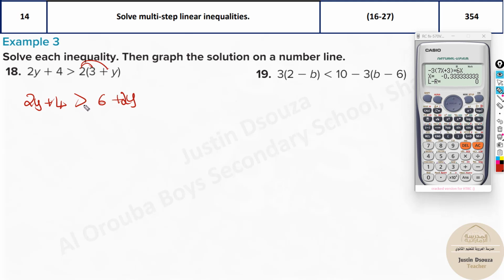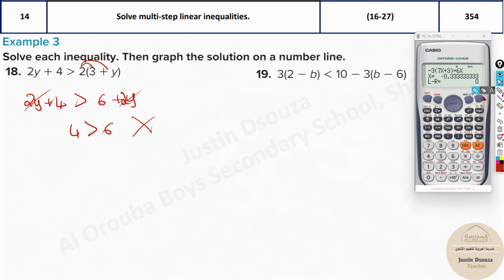What happens here? Look, if you take 2y, both are equal, they cancel off, right? When you take it to the other side, it cancels off. You're getting 4 is greater than 6. Is this true? Is 4 greater than 6? This is false. There is no solution for this.